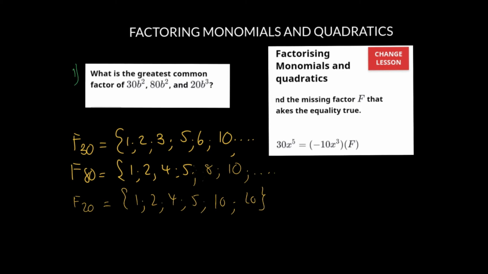So can you see I've listed the factors of 30, 80, and 20, and in both, can you see that the highest common factor would be 10? So the largest number that you can divide 30, 80, and 20 by would be 10.